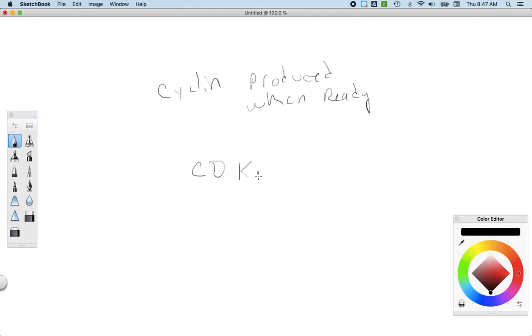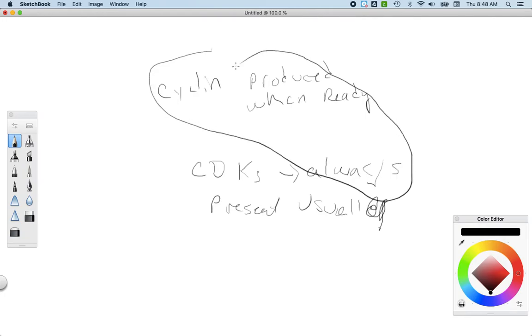Cyclin-dependent kinases are always present, usually off. They are only turned on when cyclins are produced. So when cyclins are produced, the cyclin-dependent kinases are activated and the cell moves through the cell cycle, through the next part of the cell cycle.